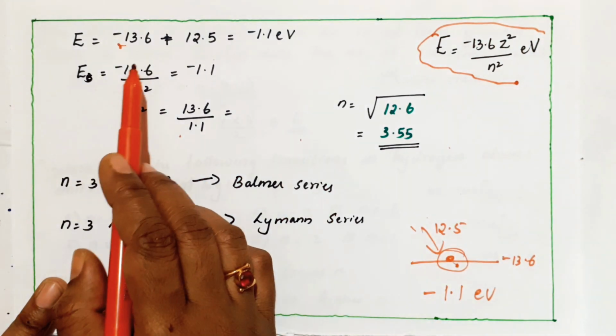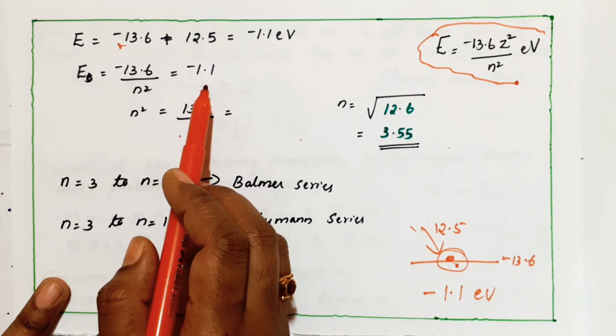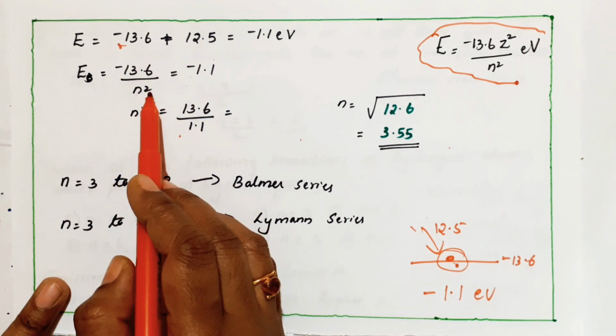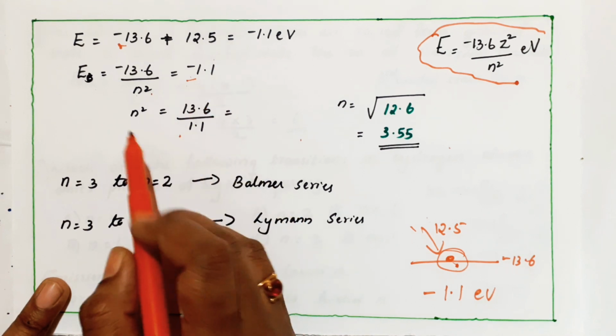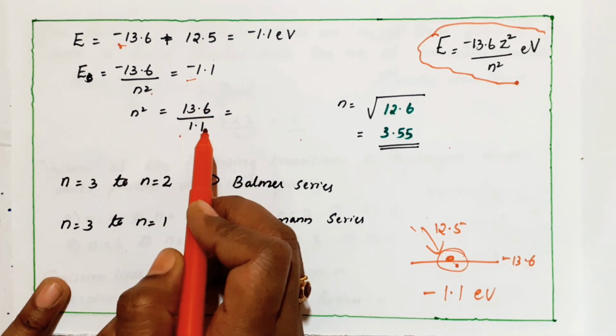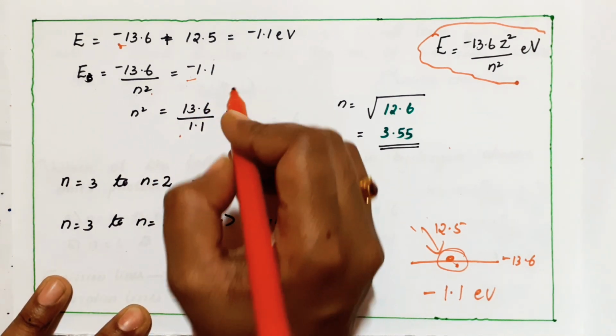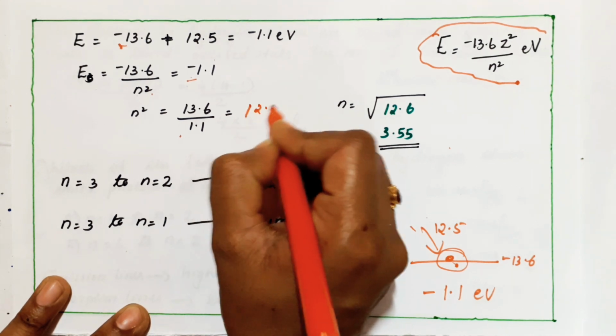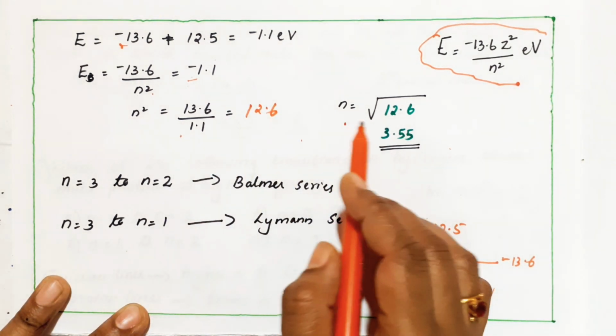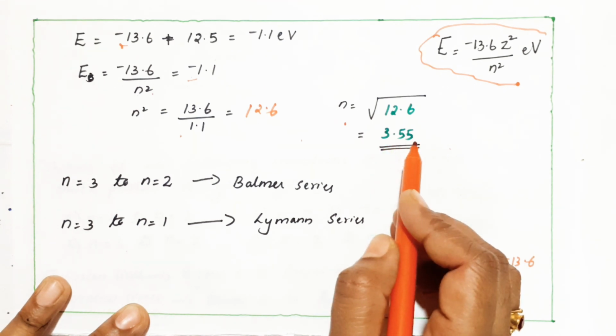So right here, my energy is minus 1.1. So minus 13.6 by n square equals minus 1.1, or n square equals 13.6 by 1.1. That is nearly 12.6. If you take the root over 12.6, that is 3.55.